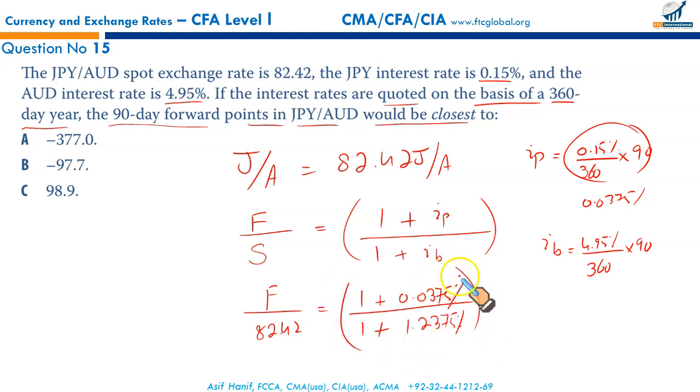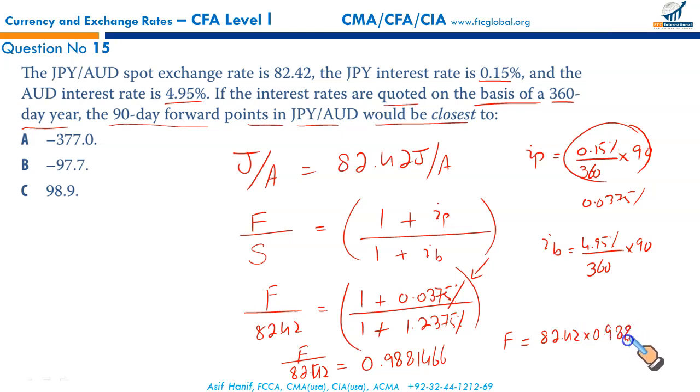Now, if you simplify this part of the equation, it should give you 0.988146 forward per spot. If you make forward the subject of this equation, you should get F is equal to 82.42 multiplied by 0.9881466. And if you do, what you get is 81.443. Alright, that's the first step.